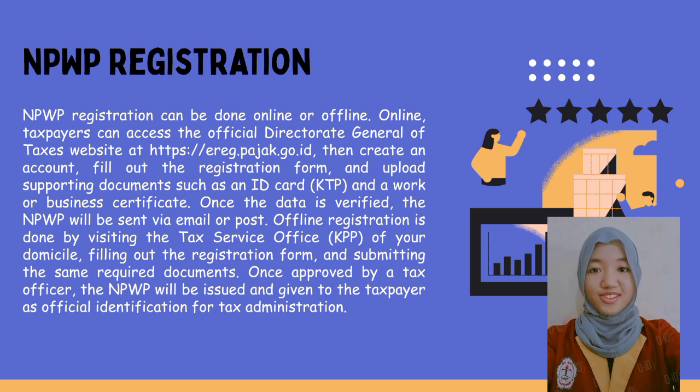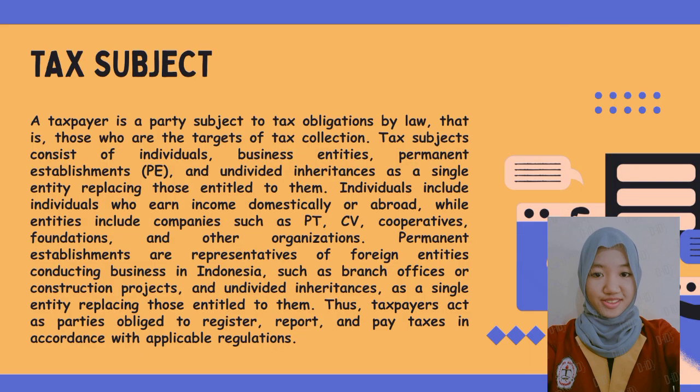Offline registration is done by visiting the Tax Service Office, KPP, of your domicile, filling out the registration form, and submitting the same required documents. Once approved by a tax officer, the NPWP will be issued and given to the taxpayer as official identification for tax administration. Tax subject. A taxpayer is a party subject to tax obligations by law, that is, those who are the targets of tax collection.